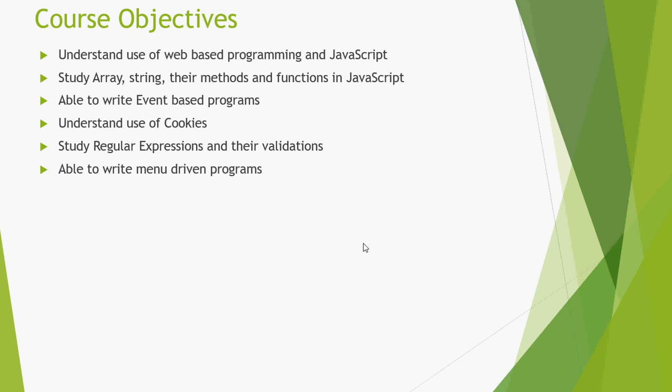In that, the first is to understand the use of web-based programming and JavaScript, study arrays, strings, their methods and functions in JavaScript, then be able to write event-based programs, understand the use of cookies, study regular expressions and their validations, and be able to write menu-driven programs. All these course objectives cover the details of JavaScript and everything necessary to write JavaScript programs. After studying all these course objectives, we will be able to write client-side scripting programs easily.